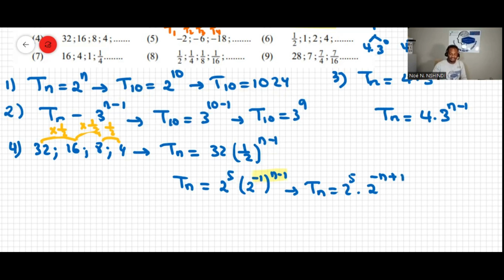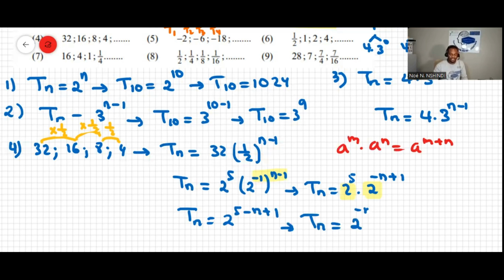Now that the bases are common, we can just add the exponents. Remember, there is a law of exponents that we learned that says a to the m times a to the n equals a to the m plus n. So over here, we're going to add 5 plus the exponent -n plus 1, which means Tn equals 2 to the negative n plus 6. That's actually the simplified form of this question.